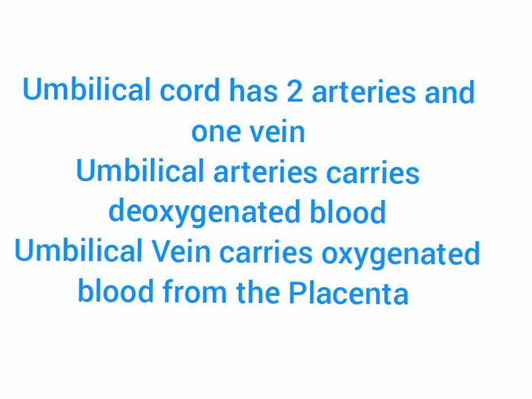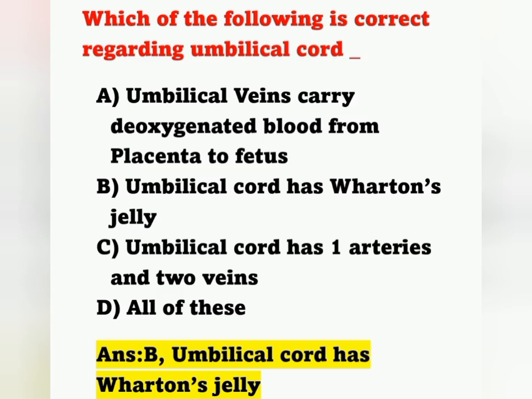Also, the umbilical arteries carry deoxygenated blood and the umbilical vein carries oxygenated blood. So the function of umbilical arteries is that deoxygenated blood leaves the fetal body by way of the umbilical artery and reaches the placenta. From the placenta, pure or oxygenated blood goes to the fetus body by umbilical vein. So here the correct answer will come option B.